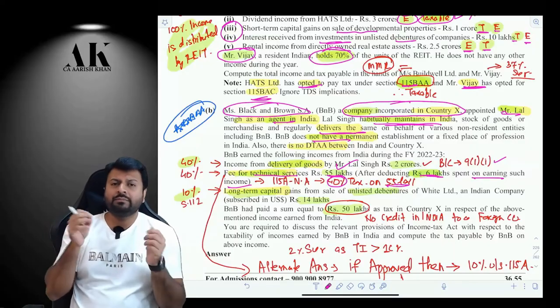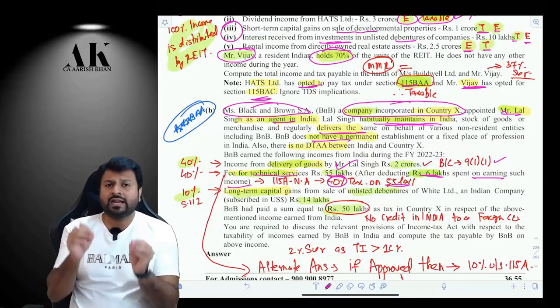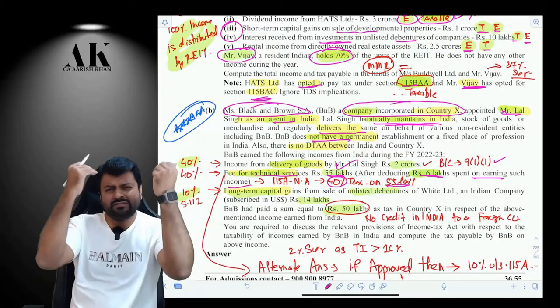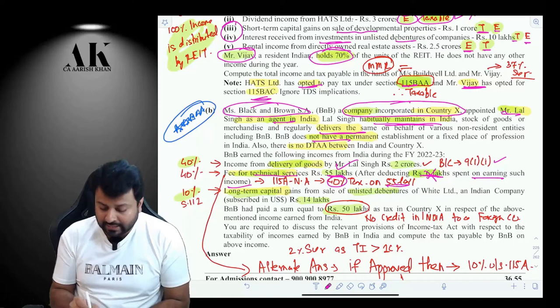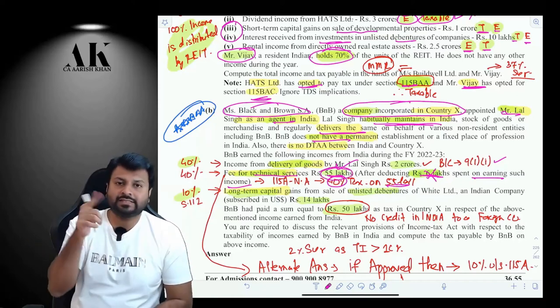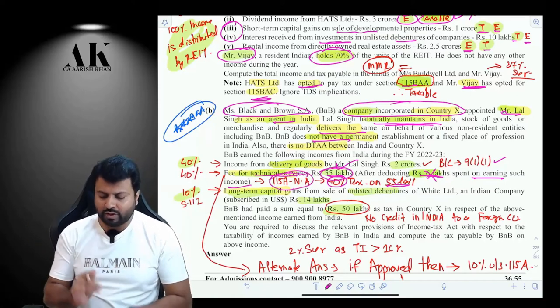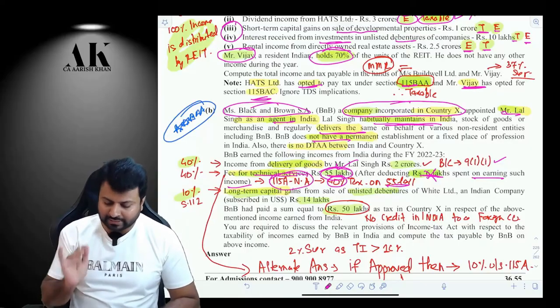Why it doesn't make sense? Because there is no information in the question which says that there is an agreement, that the agreement is approved. But still, if we assume that there is an agreement, it is approved, then you will not get the deduction of this 6 lakhs. Then your income will be 55 plus 6, that is 61 lakhs. And 61 lakhs will be subject to what? 10% tax. That is what the institute has made as an assumption.